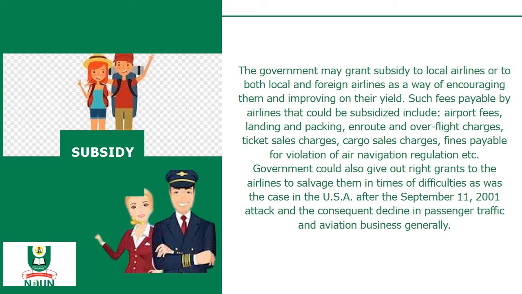And at the same time the government may grant subsidy to local airlines or to both local and foreign airlines as a way of encouraging them and improving on their yield. Such payments by airlines that could be subsidized include the airport fees, landing, parking, en route and overflight charges, ticket sales and charges, cargo sales and charges, and fines payable for violation of air navigation regulation.